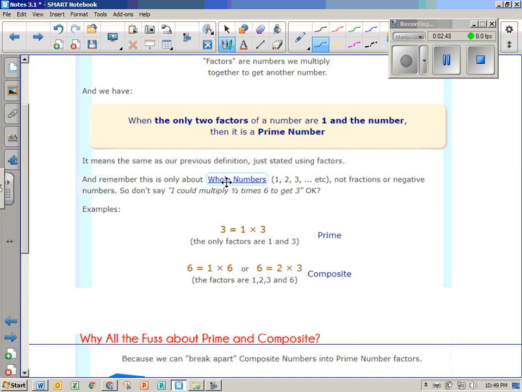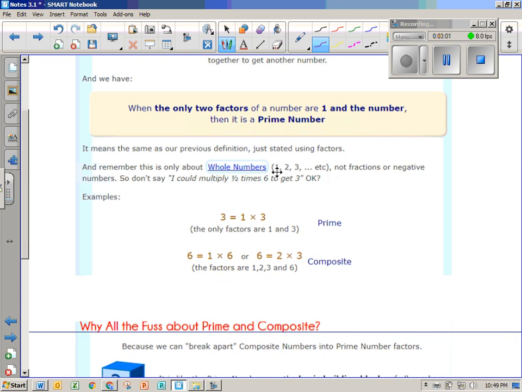Just remember that we're only talking about whole numbers here when we refer to prime or composite. So we're not talking about fractions or negative values. Actually, whole numbers start with 0, but this says 1, 2, 3, etc. That's just because 0 can't be a prime number.